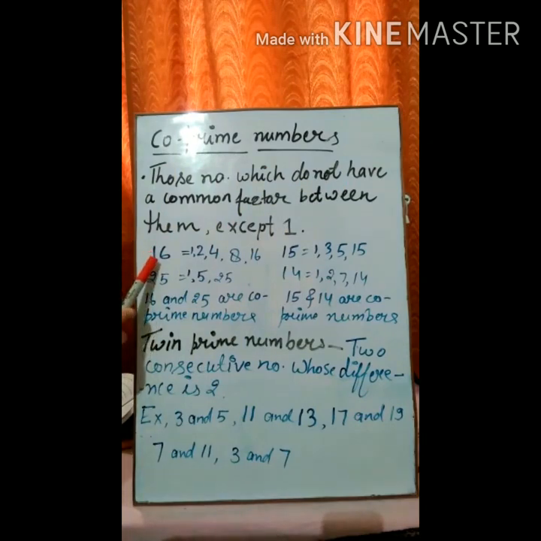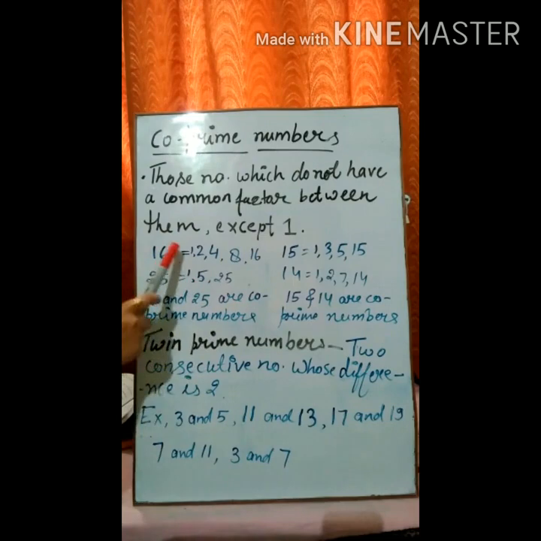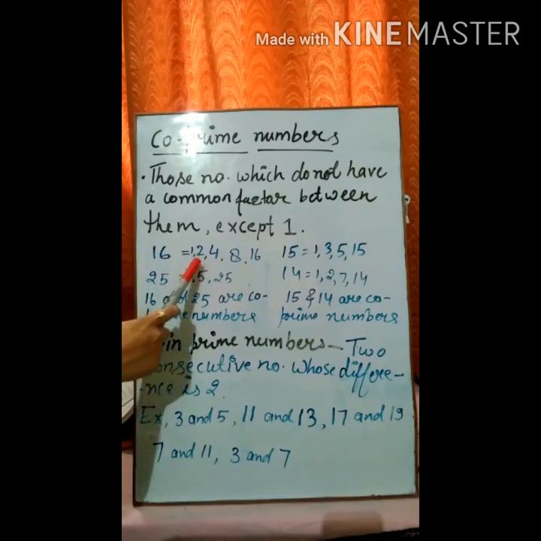First of all, we will write the factors of 16, that is 1, 2, 4, 8 and 16. And the factors of 25 are 1, 5, 25. Let's compare. Which factors are common? Except 1, we can say no number is common. So, 16 and 25 are co-prime numbers.